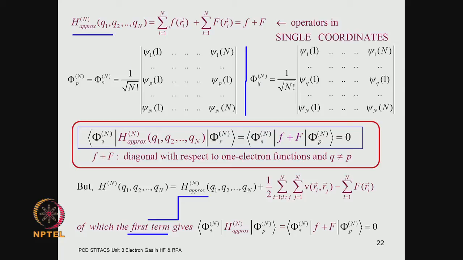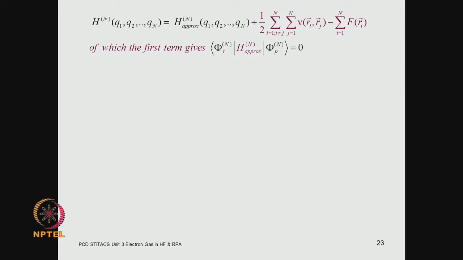So, we know that the first term, which is the approximate Hamiltonian, this term vanishes. So, now the question is, what do we get from the remaining two terms, which is the third and the fourth term? Okay. What are we going to get from that? The first term gives you a 0. What about the second and the third? Okay. So, the first term, which is the approximate Hamiltonian, gives you 0 for this matrix element.